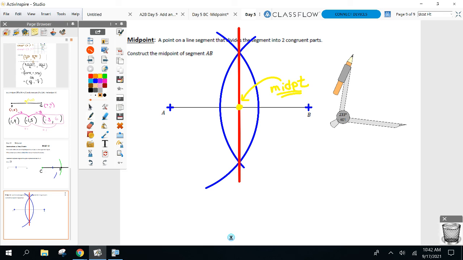So open up the compass more than halfway, swing an arc, go to the other endpoint, swing the same arc, make sure they intersect twice, and there's my midpoint. Questions? That's just scraping the surface of what we're going to be doing with that compass this year. Okay, we still got 5 minutes left.